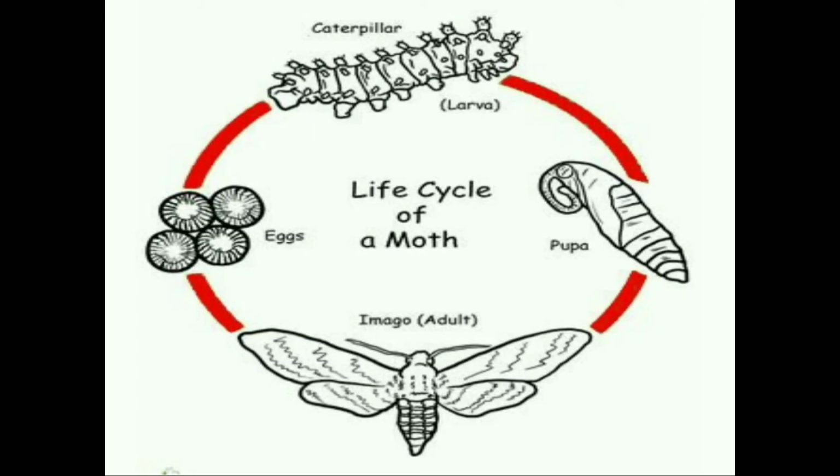Life cycle of a moth. The female moth lays eggs, which are converted into caterpillars. Next, the caterpillar enters into the pupa stage, wherein it covers itself with silk fibers. Next, from the pupa stage, the moth is again developed.